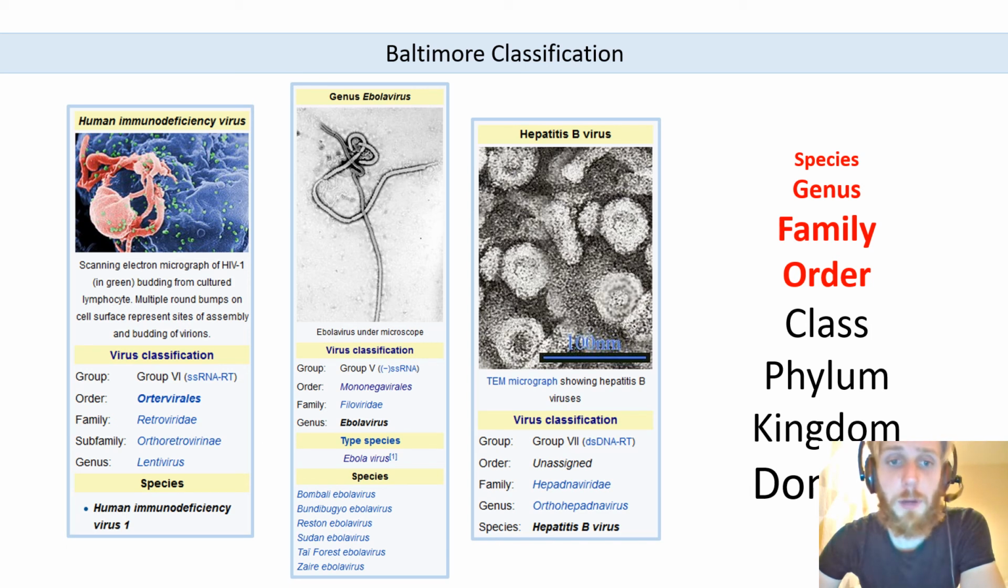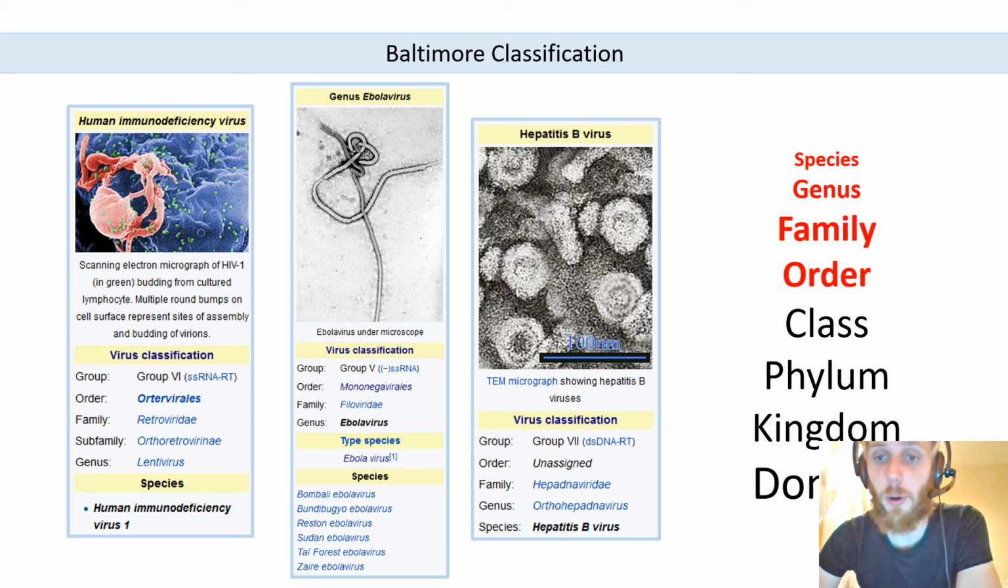However, above order, there's something else, something unusual. There's something called group. Here we have for HIV group 6, then group 5 for Ebola virus, then group 7 for hepatitis B virus. So what does this mean? It's not phylogenetic, because if we look at the phylogenetic classification system, it's not there. It's not one of the levels of classification that's used. So it must be something else. And the something else is a classification within the Baltimore system.